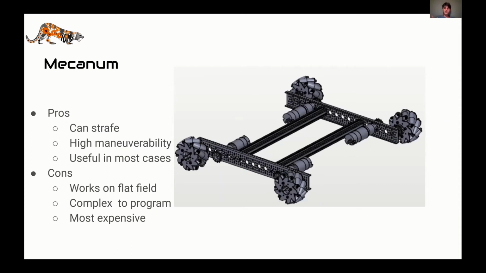So good things about these: it's only four wheels, four motors, high maneuverability, pretty decent traction. Unfortunately, it only really works on a flat field, and it is much more complicated to program than something like the four-wheel drivetrain or even the six-wheel drivetrain. And it's pretty expensive because, especially if you get higher quality mecanum wheels, they can run up in price pretty quickly.